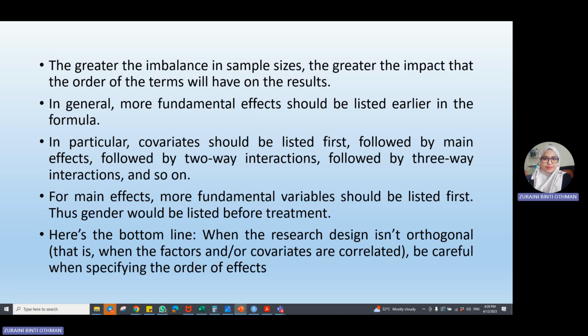Thus, gender would be listed before treatment. Here, the bottom line: when the research design isn't orthogonal, that is, when the factor and/or covariate are correlated, be careful when specifying the order of effect.